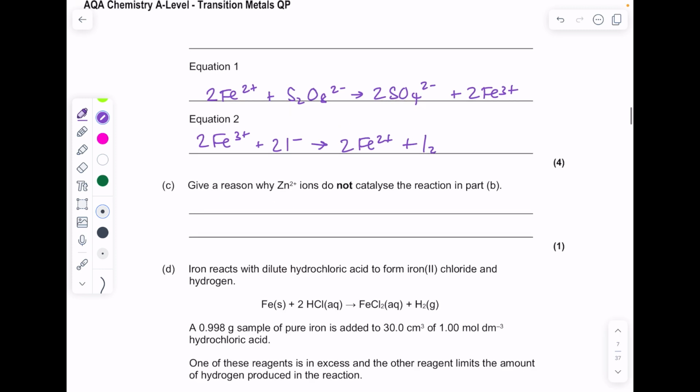Give a reason why Zn2 plus ions do not catalyze the reaction in part B. Remember I said that zinc and scandium aren't transition elements. The reason for zinc is because it exists only as the Zn2 plus. It doesn't have variable oxidation states.